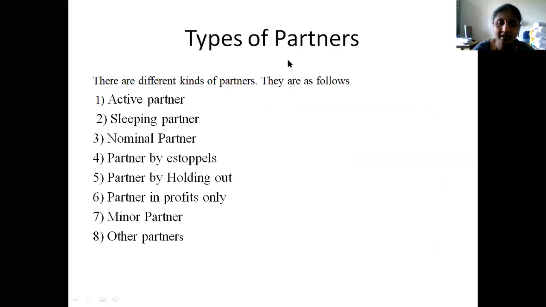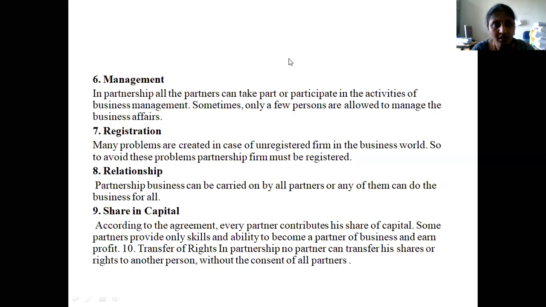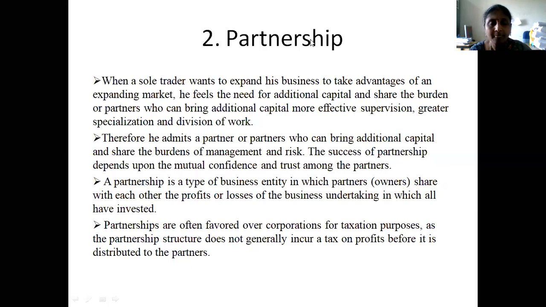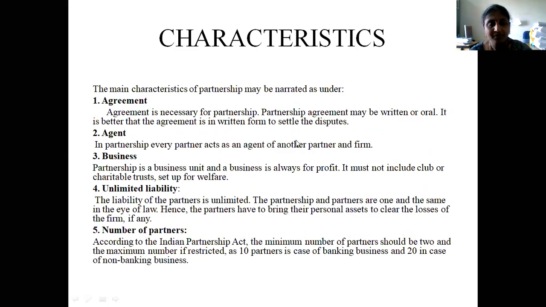Partnership also has some types, which we will see in the next class. Up to this, what we have seen is that we have started a new type of business organization, that is the partnership. Why we moved into partnership business, the reasons for moving into it, we have discussed. Later we defined 2 different definitions of partnership business. Later we discussed the characteristics of that partnership business. So with this I am concluding today's class.